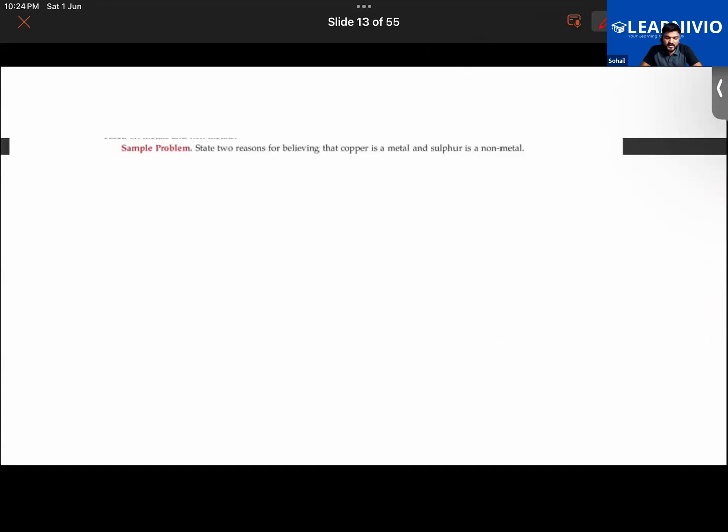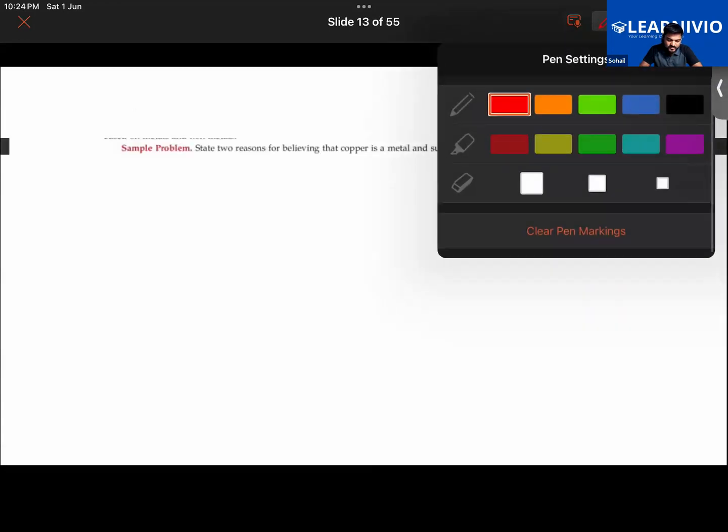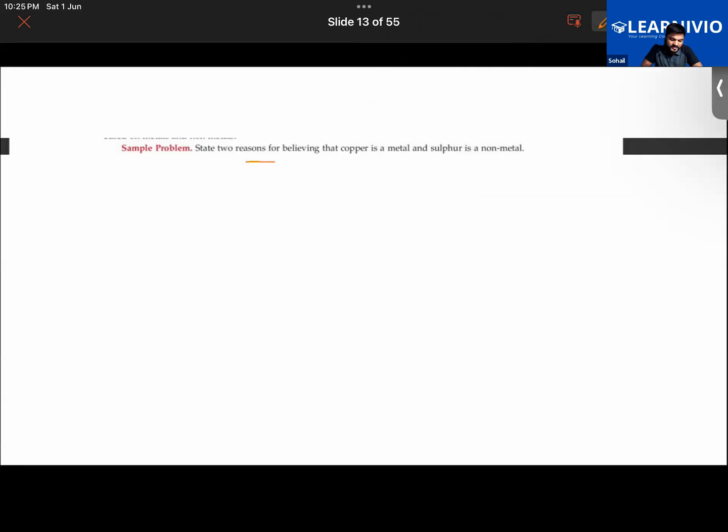Hope you are getting it. So we have one question over here. State two reasons for believing that copper is a metal and sulfur is a non-metal. Do tell me. Copper is malleable and a good conductor of heat and electricity. Whereas sulfur is not hard, and it is not a good conductor of heat and electricity. It is not malleable and it cannot be drawn into wires.